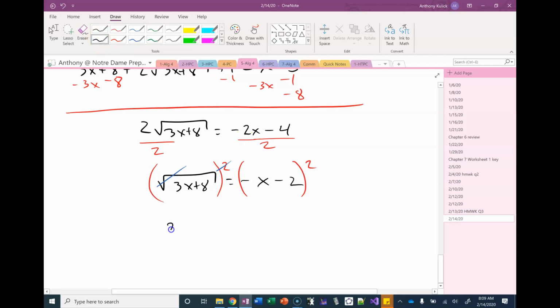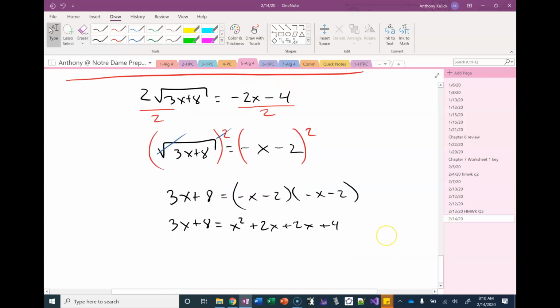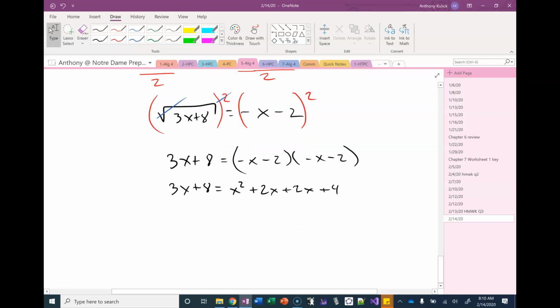So the square cancels the square root. And then here, I'm going to have to FOIL. So that's going to give me x squared plus 2x plus 2x plus 4x, or 4. And if I combine my like terms, I have x squared plus 4x plus 4. And let's move everything over onto one side.